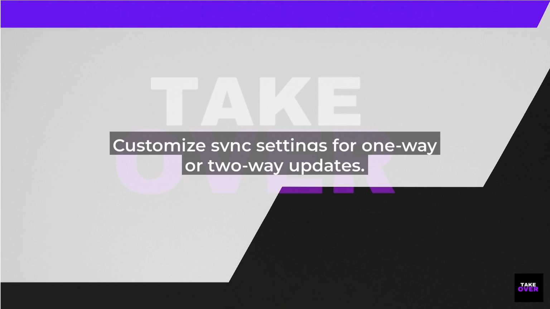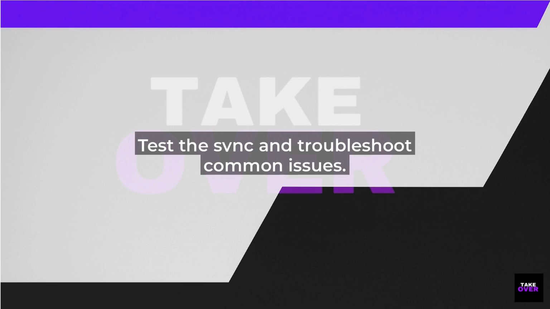Decide if you want two-way syncing, so changes in one calendar update the other, or just one way. Test it out by adding an event in Outlook and checking if it appears in Google Calendar, and vice versa. If you run into issues, like sync delays, check your internet connection or review the permissions in both apps. Google and Microsoft have improved their integration this year, so it should be smooth sailing.